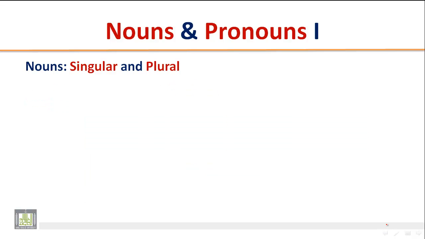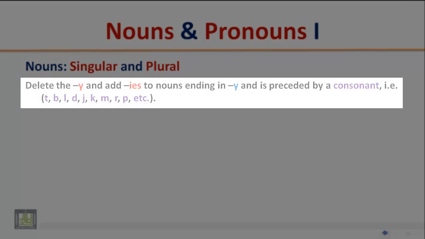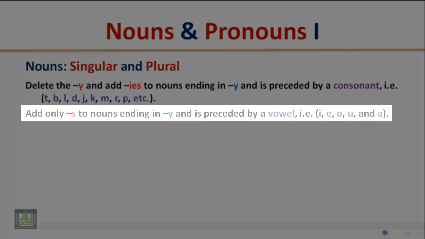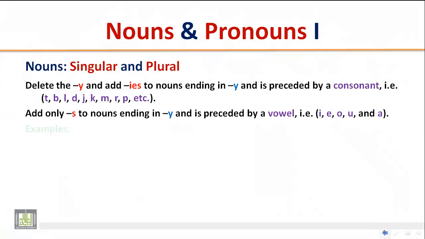Nouns, singular and plural. Delete the Y and add IES to nouns ending in Y and is preceded by a consonant like T, B, L, D, J, K, M, R, P, etc. Add only S to nouns ending in Y and is preceded by a vowel, like I, E, O, U, and A. Examples.